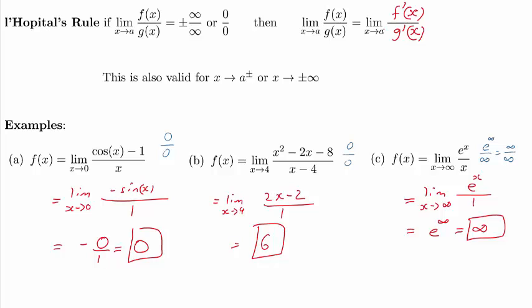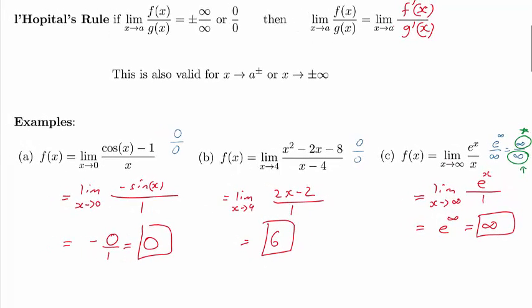Think about this for a second. We've got an infinity down here, and we've got an infinity up here. The fact that the result is infinity tells us that the infinity on the top is infinitely larger than the infinity on the bottom.